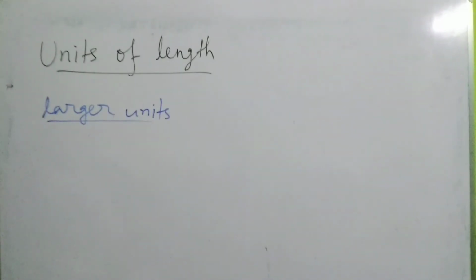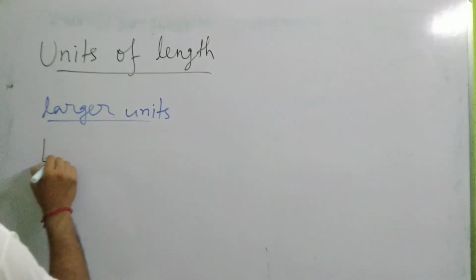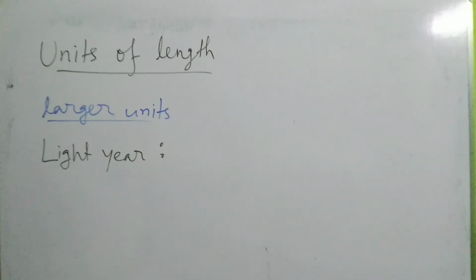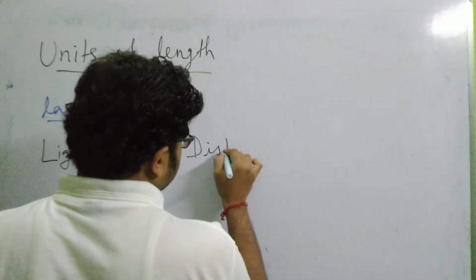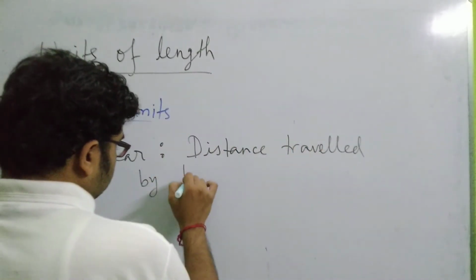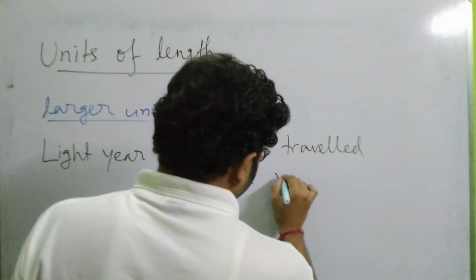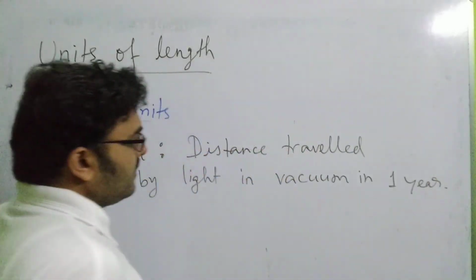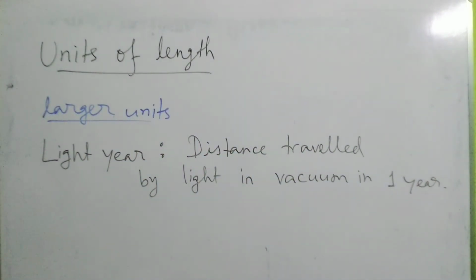So how is light year defined? Light year is not a unit of time, it is a unit of length. It is the distance traveled by light in vacuum in 1 year. If light travels with the speed of 3 × 10⁸ meter per second, what is the distance traveled by light in 1 year? We can easily get it by applying the formula distance equals speed into time, isn't it?